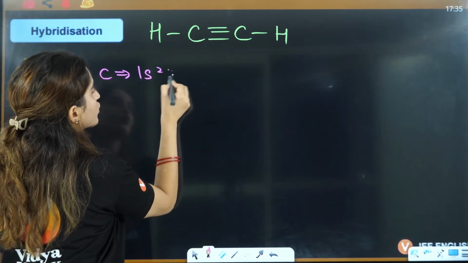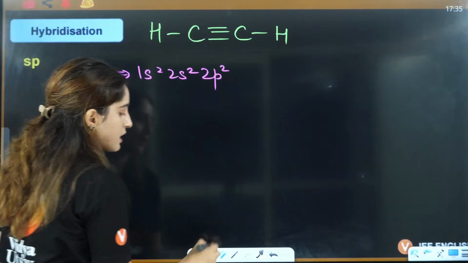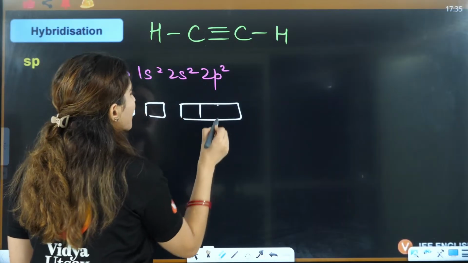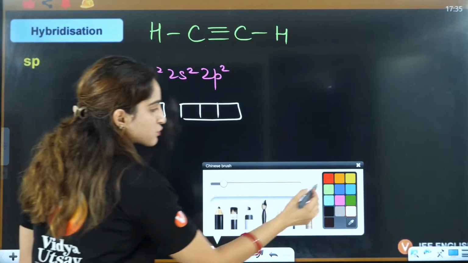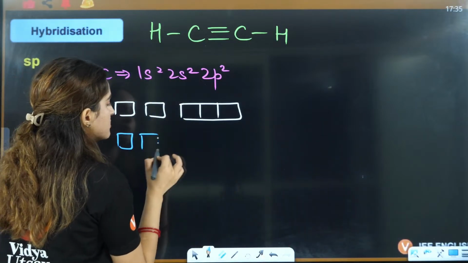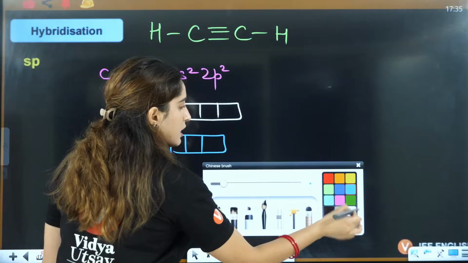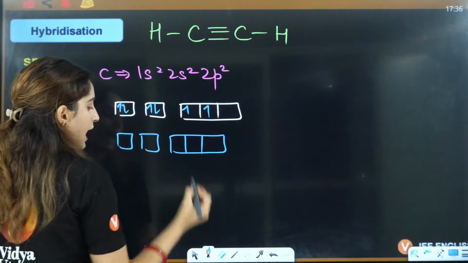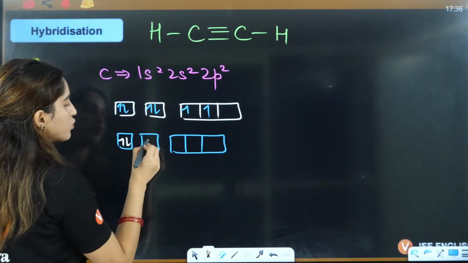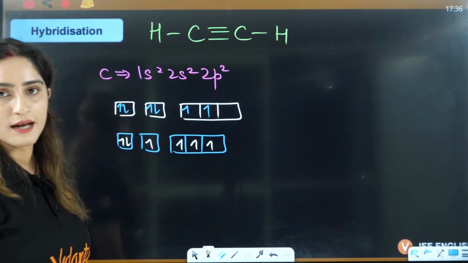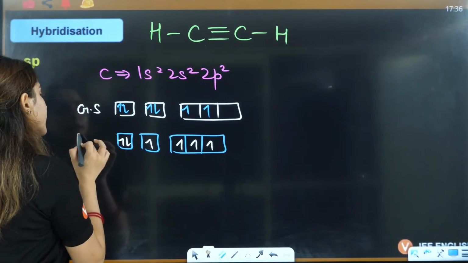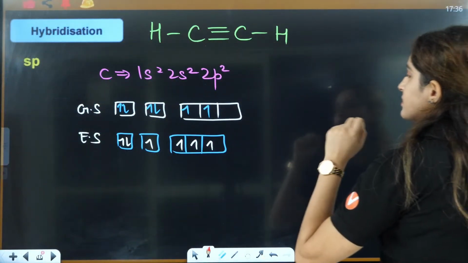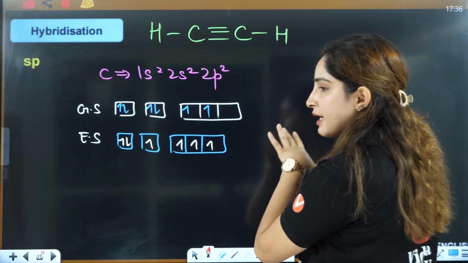Carbon is 1s2, 2s2, 2p2, right? If I excite the electrons, because carbon is tetravalent, I need to excite the electrons. So in the ground state, and this is, let's say, the excited state, here the electrons will be 1, 2, 1, 2, 1, 2. And in the excited state, it will be 1, 2, 1, 1, 1, 1. Okay, that is how it is going to be. This is the ground state, this is the excited state.